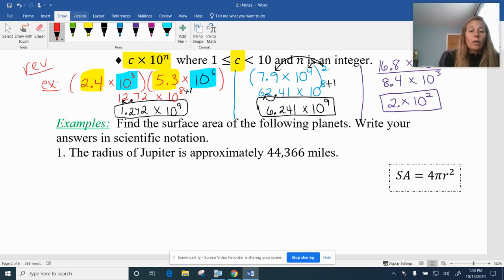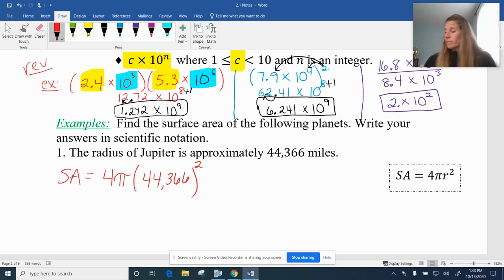Okay, so first thing is first, 4 pi times, and then I have 44,366 to the 2nd power. Now, that right there is a very large number. So when you go to put that in your calculator, if you go to do 44,366 to the 2nd power, you're going to get like a huge, gigantic number.